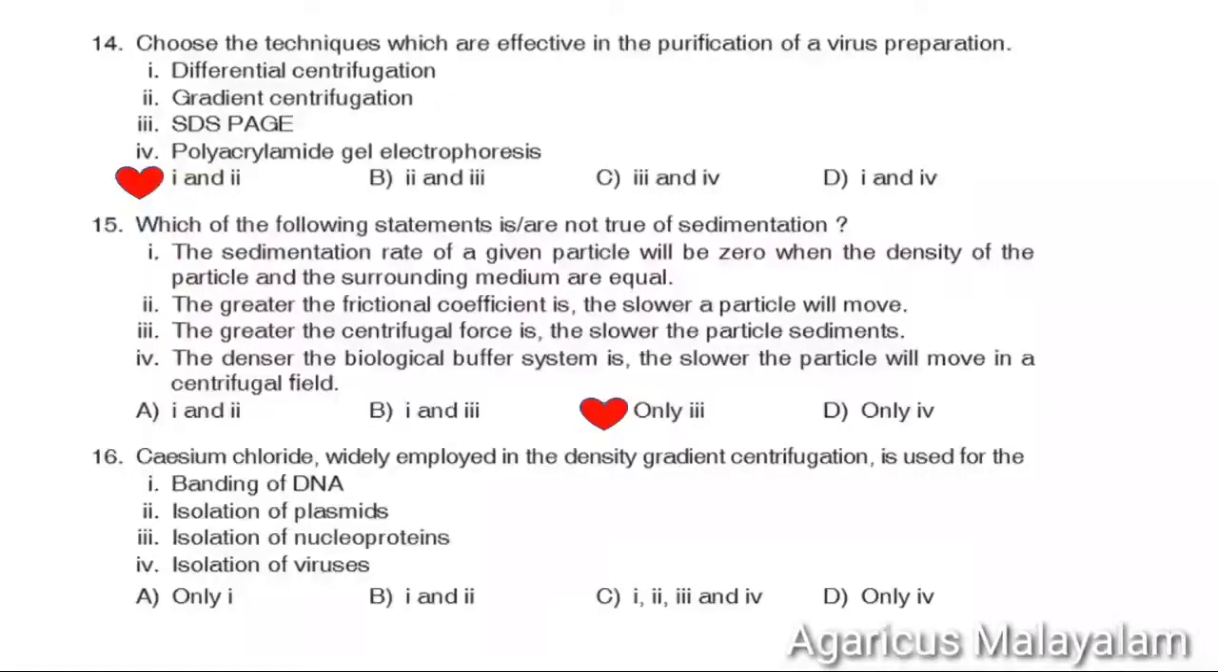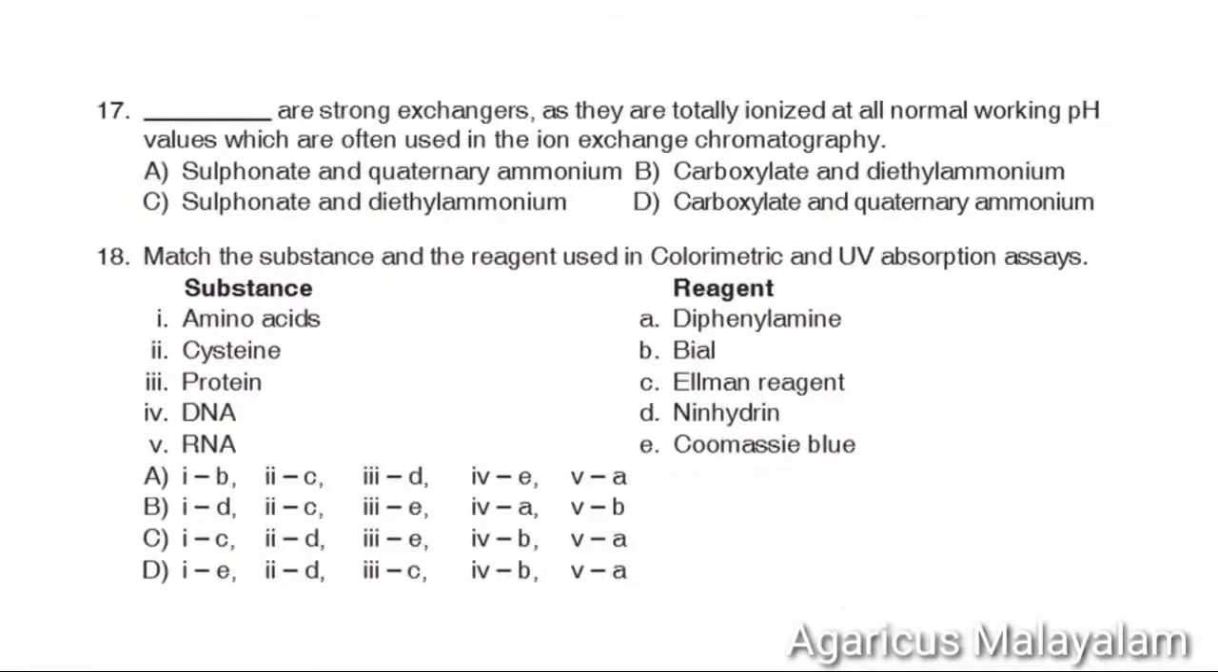16th question, cesium chloride widely employed in the density gradient centrifugation is used for the. Correct answer is option C. 17th question, dash are strong exchangers as they are totally ionized at all normal working pH values, which are often used in the ion exchange chromatography. Correct answer is option A.